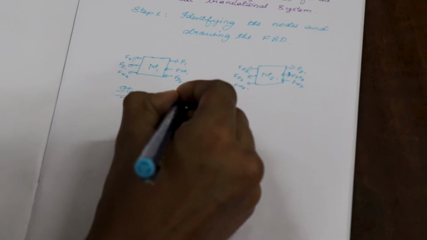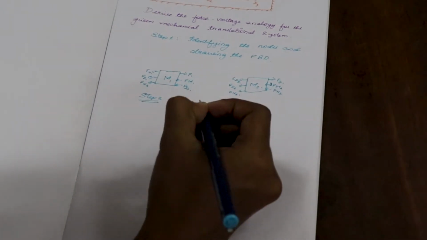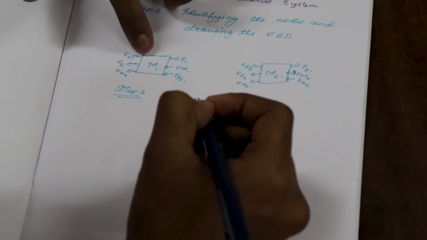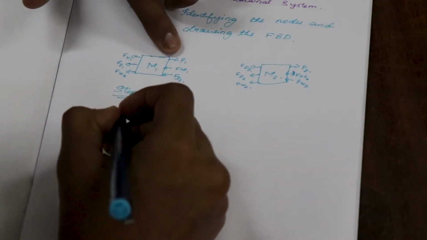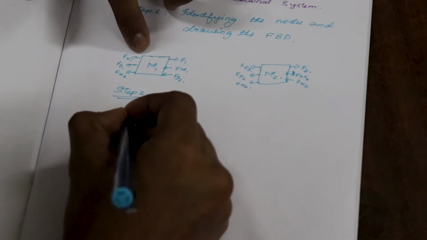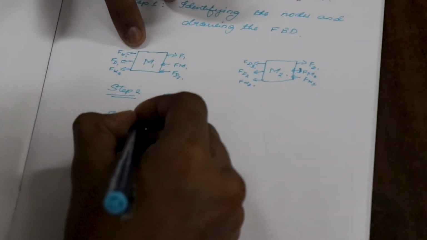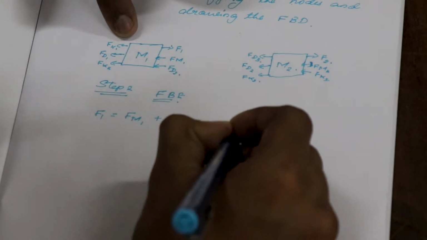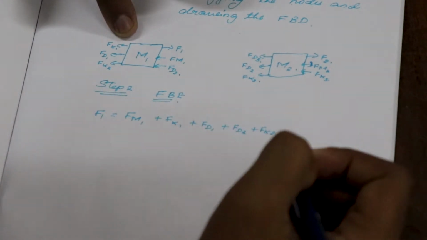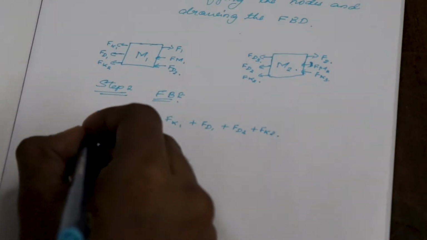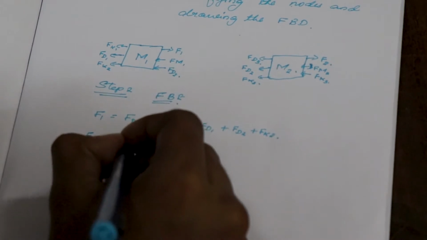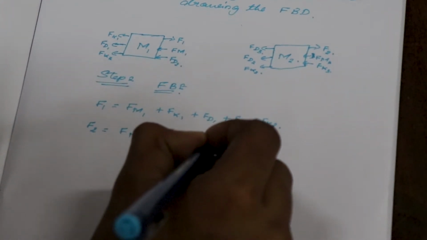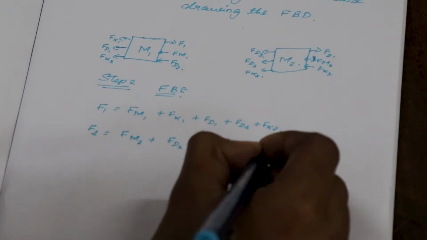Step 2. Writing the force balanced equation from the above step. A force balanced equation should consist of all forces acting on the node. The opposing forces will be in the opposite direction as the applied force. Therefore, the force balanced equation for the first node will be F1 is equal to Fm1 plus Fk1 plus Fd1 plus Fd2 plus Fk2 on the other side. And in similar manner, for node 2, it will be F2 is equal to Fm2 plus Fd2 plus Fk2 plus Fd3 plus Fk3.